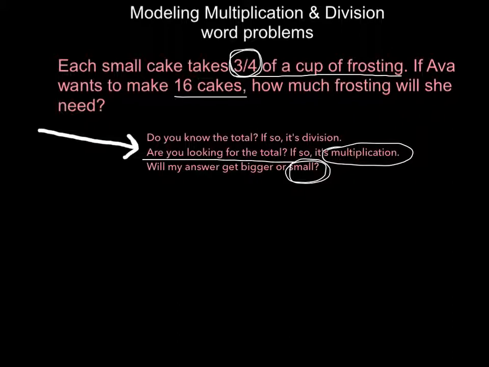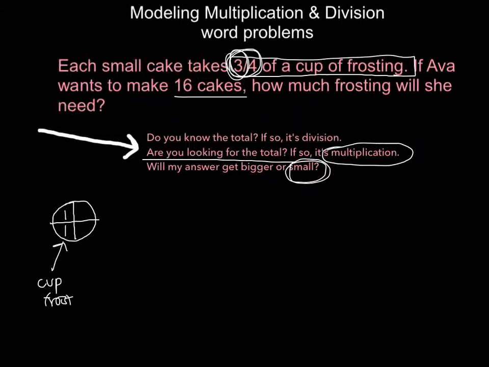Because frosting is what's being cut up, I'm going to start by modeling a cup of frosting. And it's really important to label as I'm drawing what I'm drawing. So this is a cup of frosting. And when I open this first cup, I'm going to cut it into 4 pieces. And they said that 3 of these pieces are going to be used to make 1 cake. So I'm going to put number 1 in 3 of these pieces, and a number is me counting cakes.